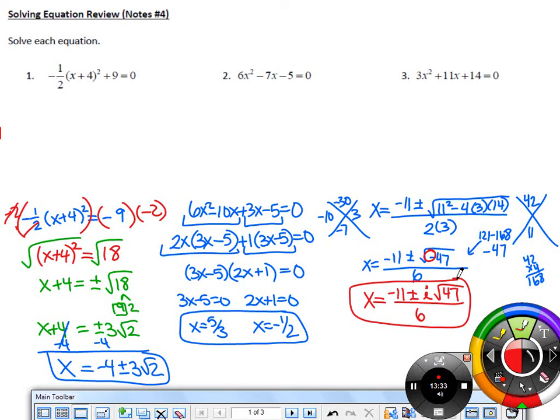Sean? When you originally put the quadratic formula together, where did you get 4? It's part of the formula. So underneath the radical, you do b squared minus 4 times a times c.